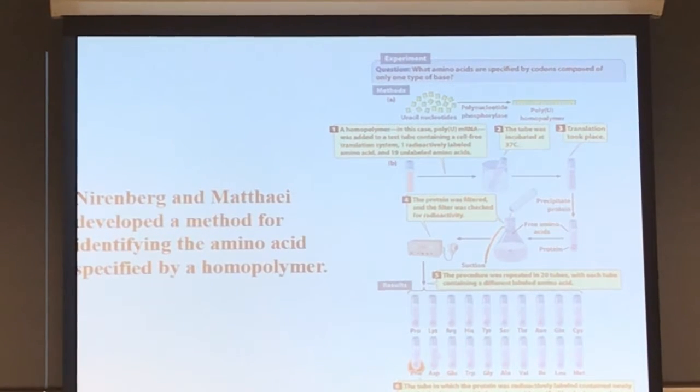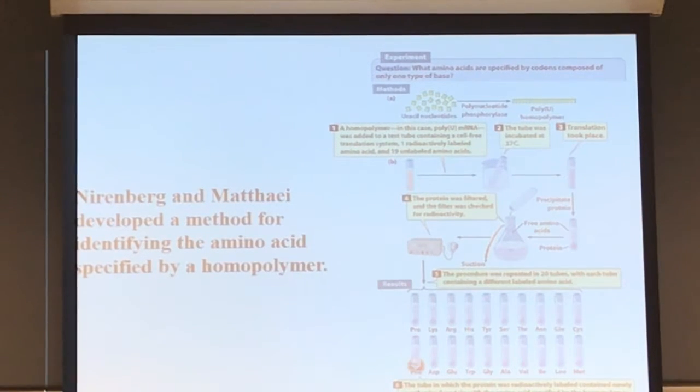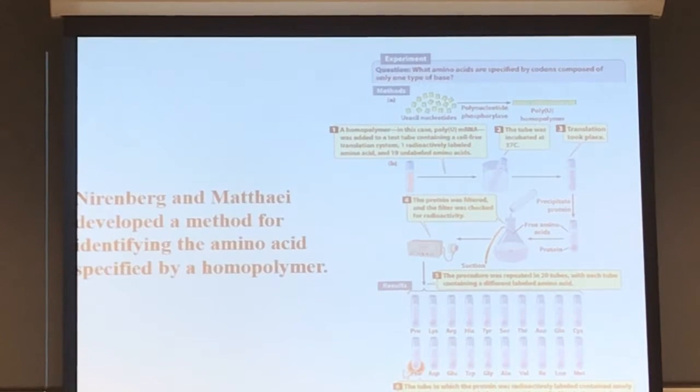By doing that, they found that in the test tube which had only phenylalanine, they had protein synthesis. Basically, protein synthesis was only found in this tube, which indicated that UUU coded for phenylalanine. So doing this, you can find out for UUU or GGG or AAA or CCC.